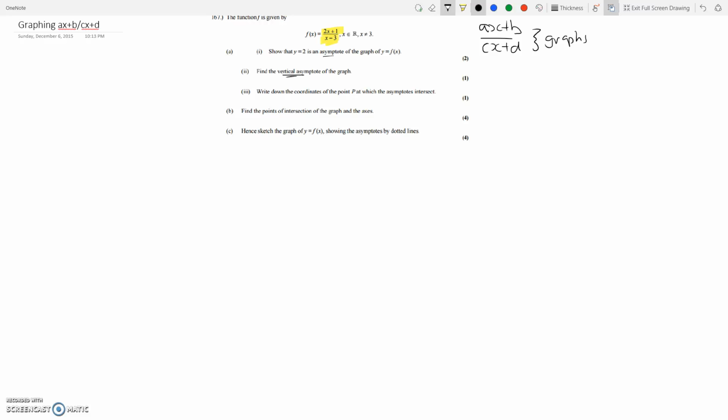The vertical asymptote is basically what x can't be. So right here it says x can't be 3. So the vertical asymptote is x equals 3. That is your answer. Normally the vertical asymptote comes from something divided by 0. So x minus 3 can't be 0, therefore x can't be 3. That's where this concept is from.